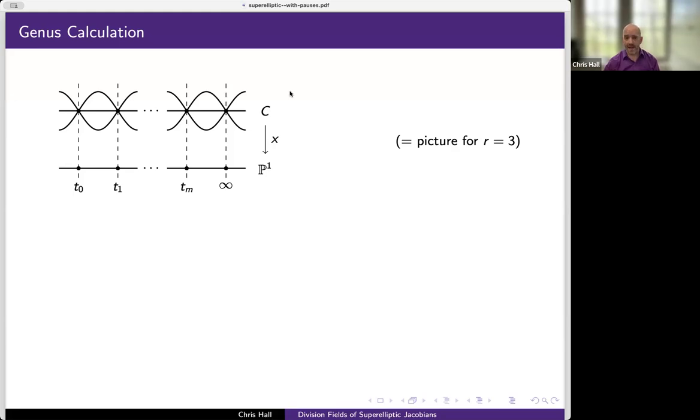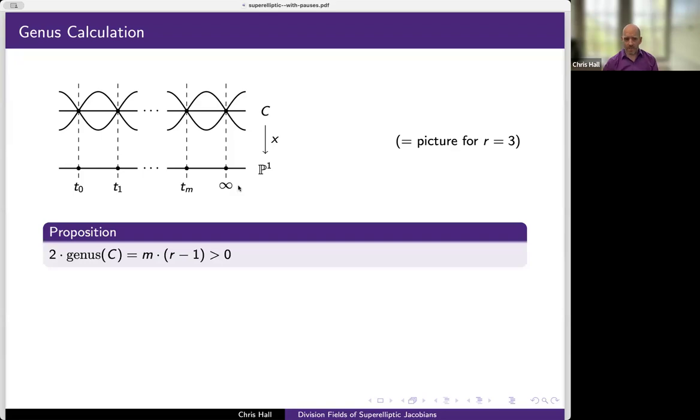I'm not sure how I would have asked an AI to do it either. Anyway, the picture I will stress for you is right now just the particular case of r equals 3, but what you can see is I've got 3 sheets upstairs and then several points of ramification labeled, okay? And those are all the different t_i and our point infinity. So this is what our picture looks like. I mean, this is what the curve looks like. This is what the map to P1 looks like.